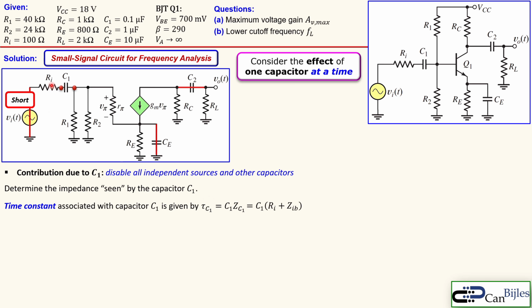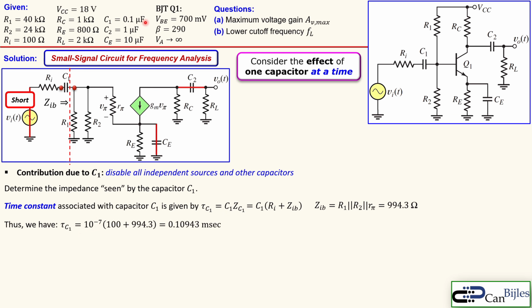In this case, it is simply Ri plus the ZIB, because that was what we used in our previous analysis. And ZIB, this R1 plus R1 and R2 and R pi in parallel, was already calculated as 994.3 ohms. Take that here with this 100 and we can now calculate the time constant. So we can say 10 to the power minus 7, which is this 0.1 microfarads, times this 100 plus this 994.3, that is then 0.10943 milliseconds.